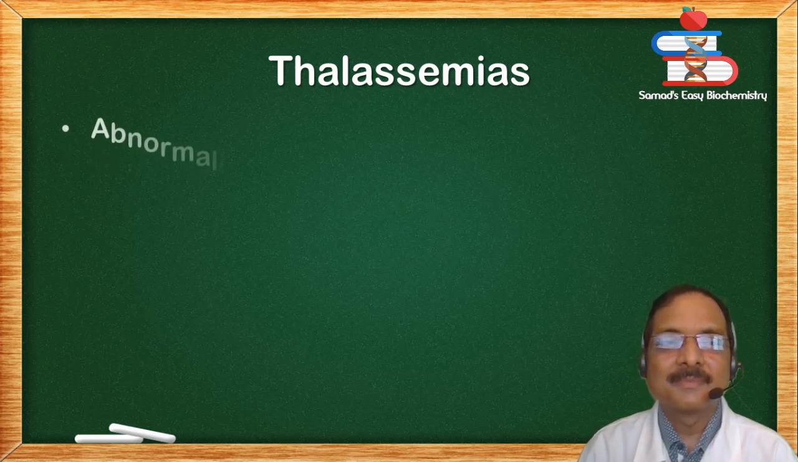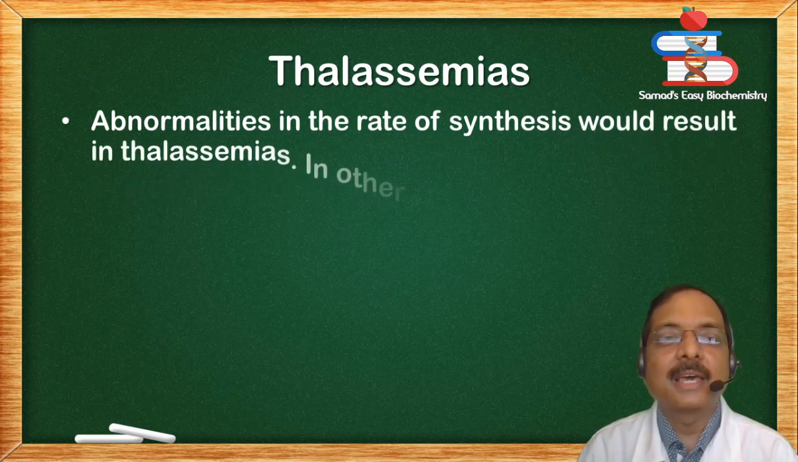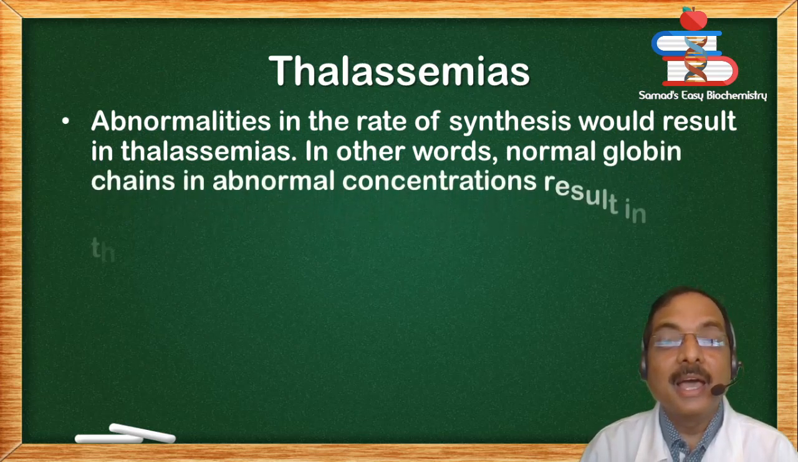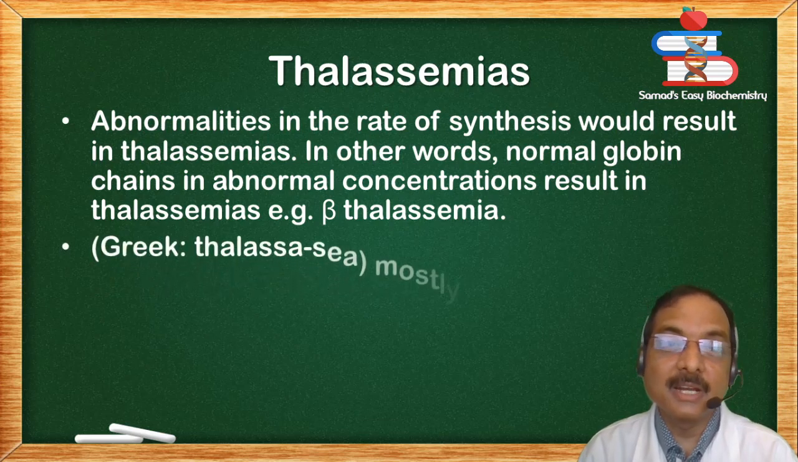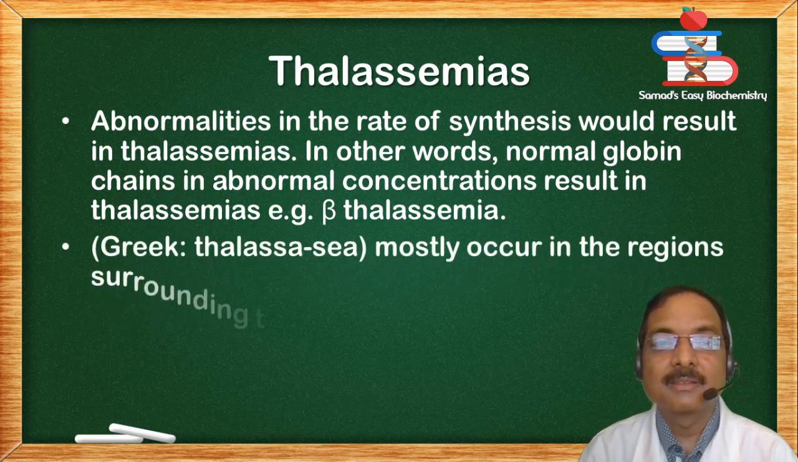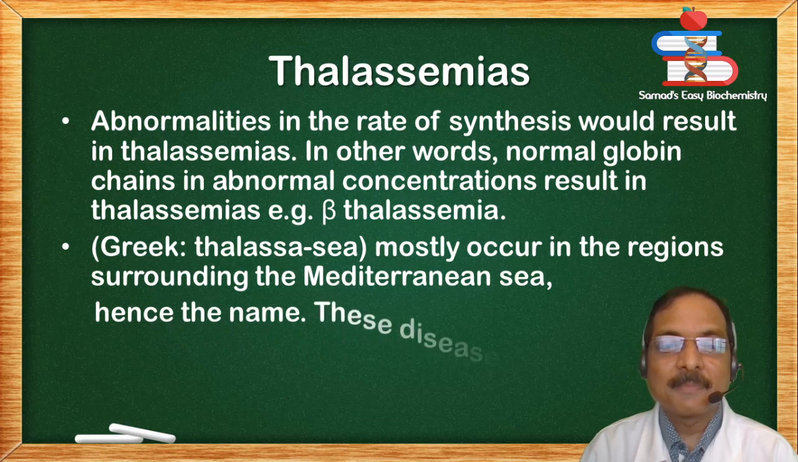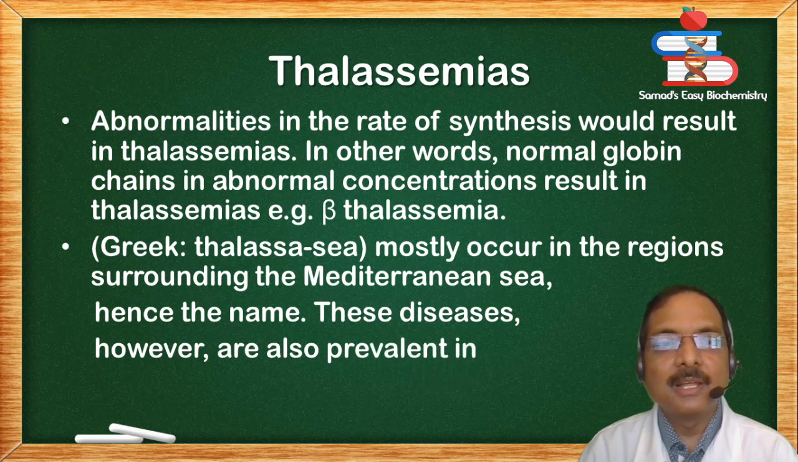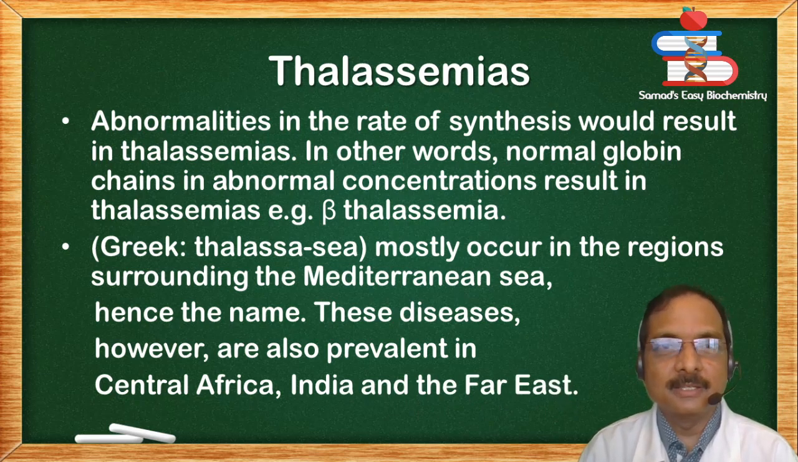Thalassemias. Abnormalities in the rate of synthesis would result in thalassemias. In other words, normal globin chains in abnormal concentrations result in thalassemias. Example, beta-thalassemia. The word itself is derived from a Greek word thalassa, meaning sea. Mostly occurs in the regions surrounding the Mediterranean Sea. These diseases, however, are also prevalent in Central Africa, India, and the Far East.